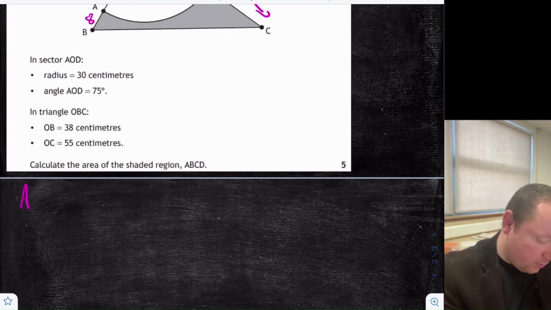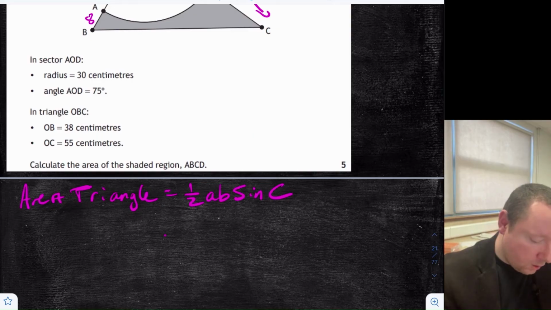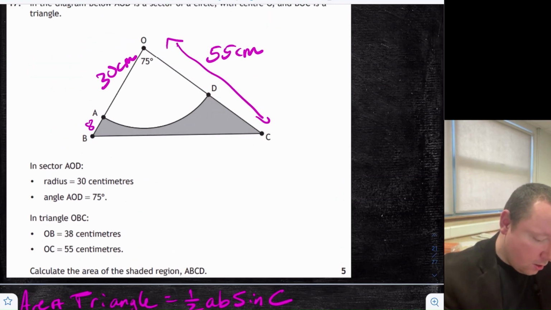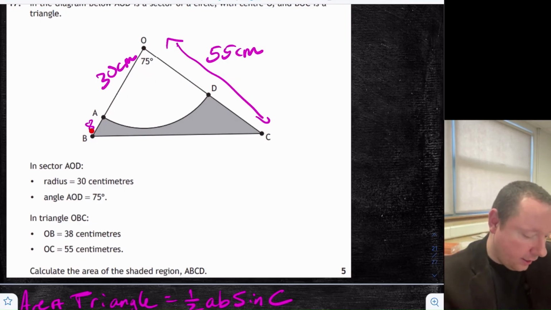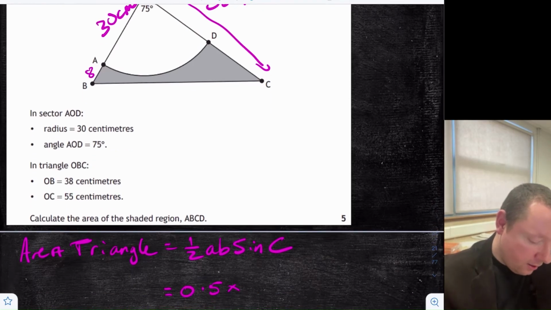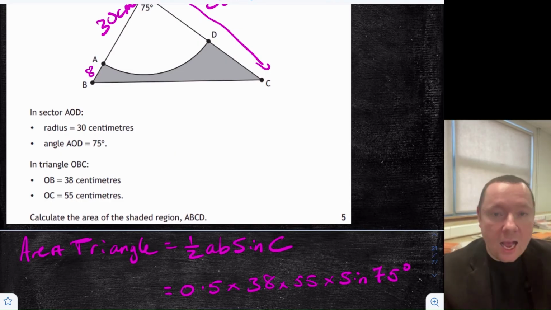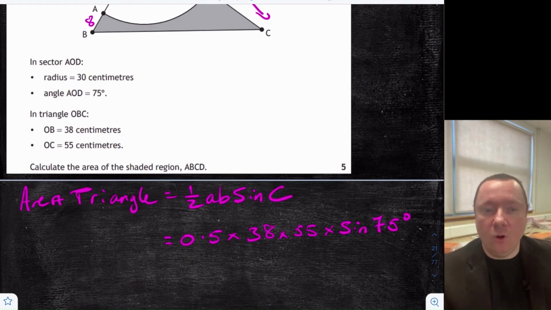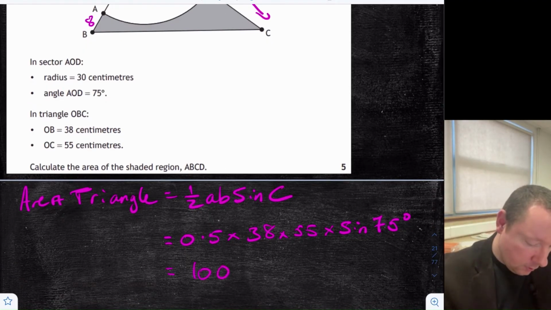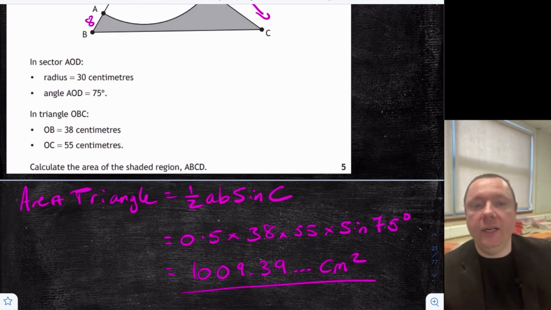From the start of the exam paper, the area of a triangle is a half AB sine C. So that's 0.5 times, well, remember it's the angle and the two sides either side of the angle. So it's this side 38 and this side 55. 38 times 55 times the sine of 75 degrees. You put all that into your calculator and you get an answer of 1009.39, and a bunch of other numbers, centimetres squared. So you've done your triangle, you get a mark for that.